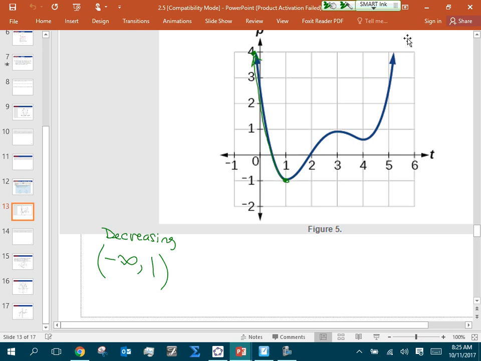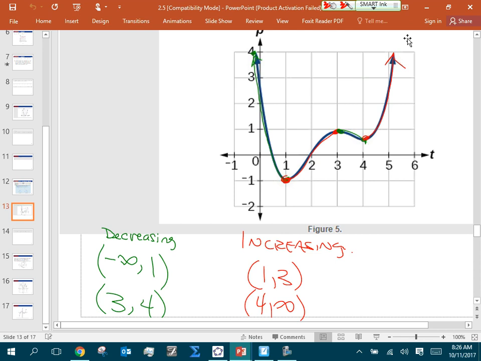Then, from here, from there to there, what are you doing? Increasing. So I'm going to put my increasing column here, and I list the x values. So from 1 to 3, 1 to 3, we are increasing. What are we doing from 3 to 4? Yeah, 3 to 4, you're decreasing again. So 3 to 4. And then from 4 to what? We're increasing again. 4 to infinity.